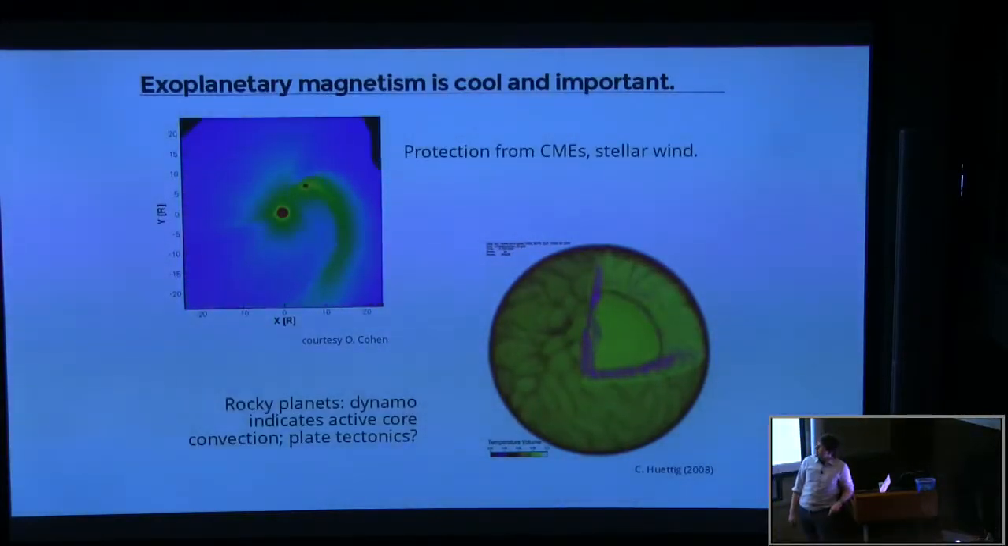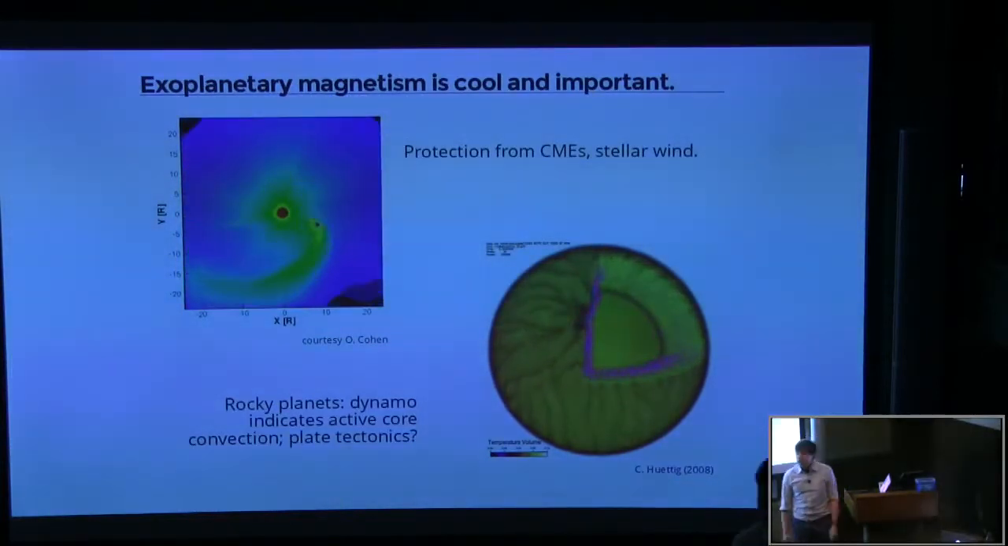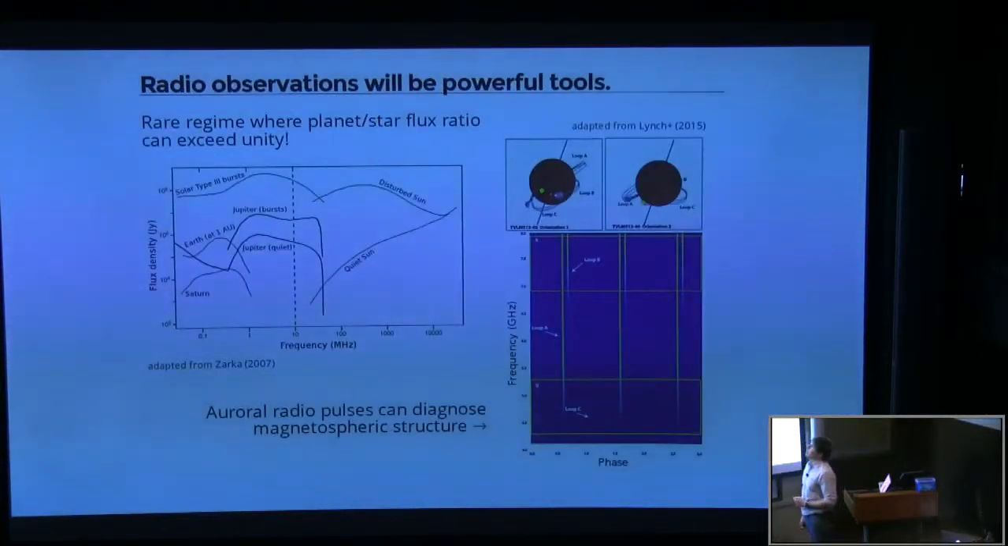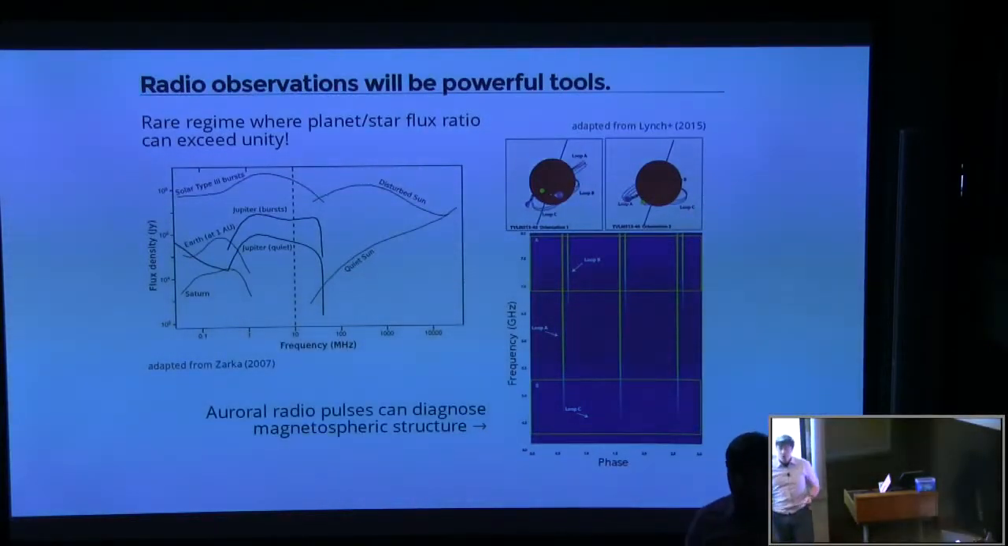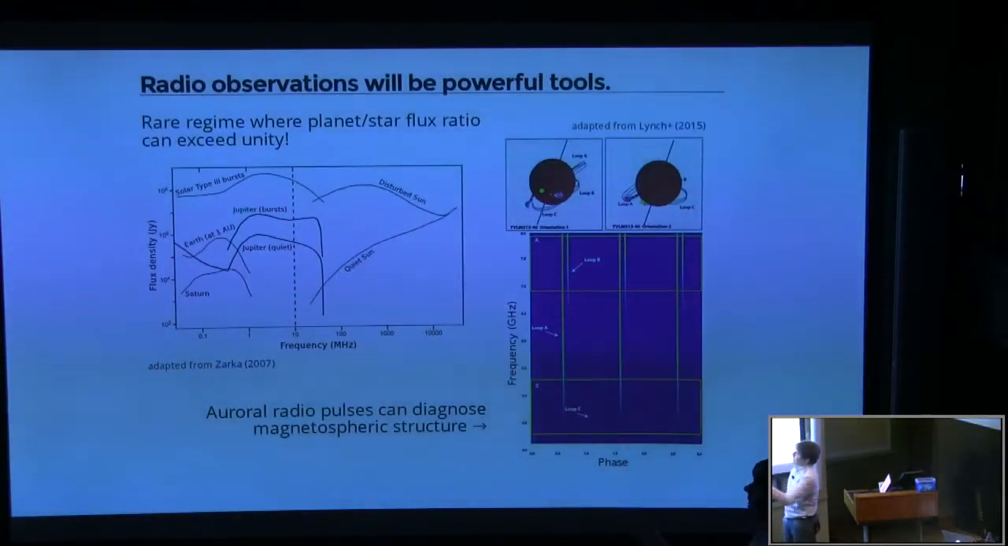So, how do we want to learn about the magnetic fields of exoplanets? There are a few different methods that people are working on. I want to argue that radio observations are going to be very important for this. First of all, it's a regime where the planet-star flux ratio can actually be larger than 1. This is a plot of the radio spectra of various solar system objects. Here we have the sun when it's not active, decreasing down to around 10 megahertz. And here's Jupiter. Jupiter can be brighter than the sun. Even Earth can be brighter than the sun at kilometric, very long wavelengths.